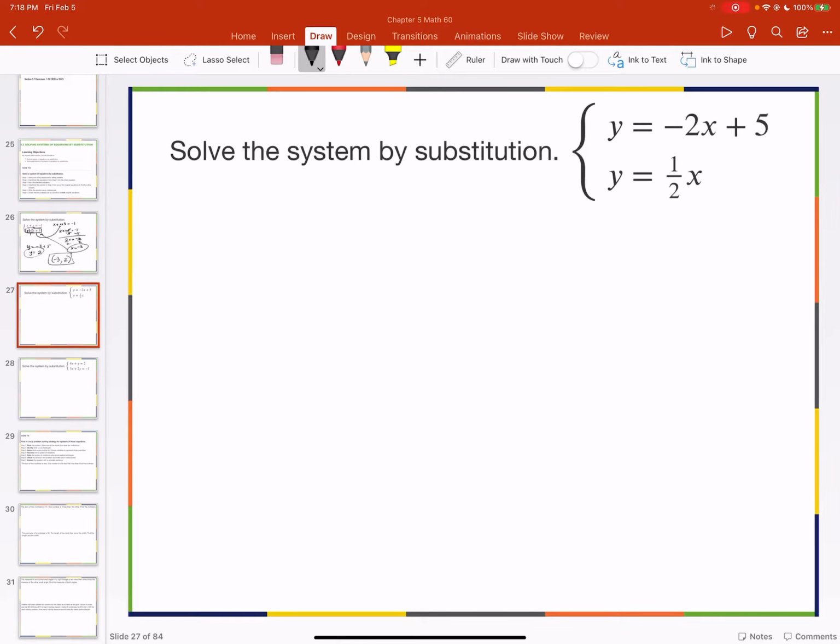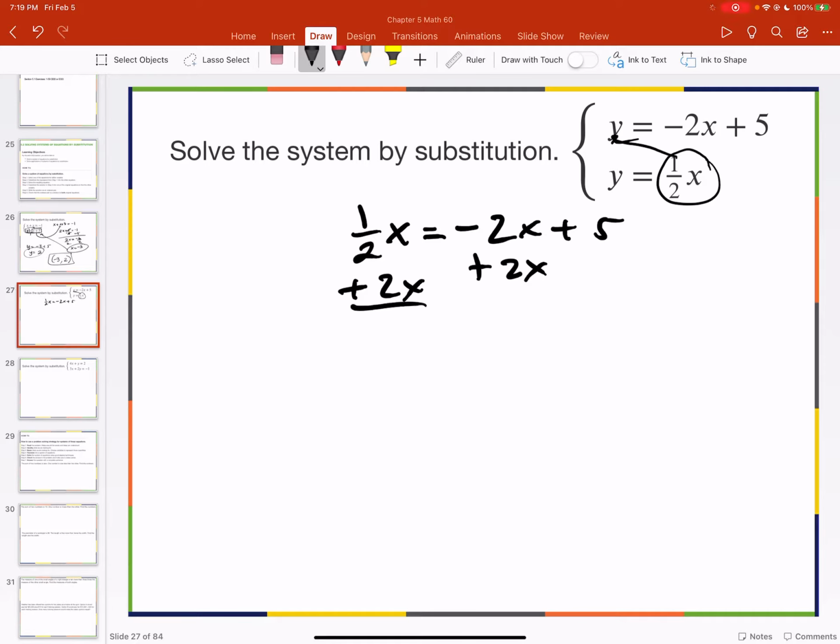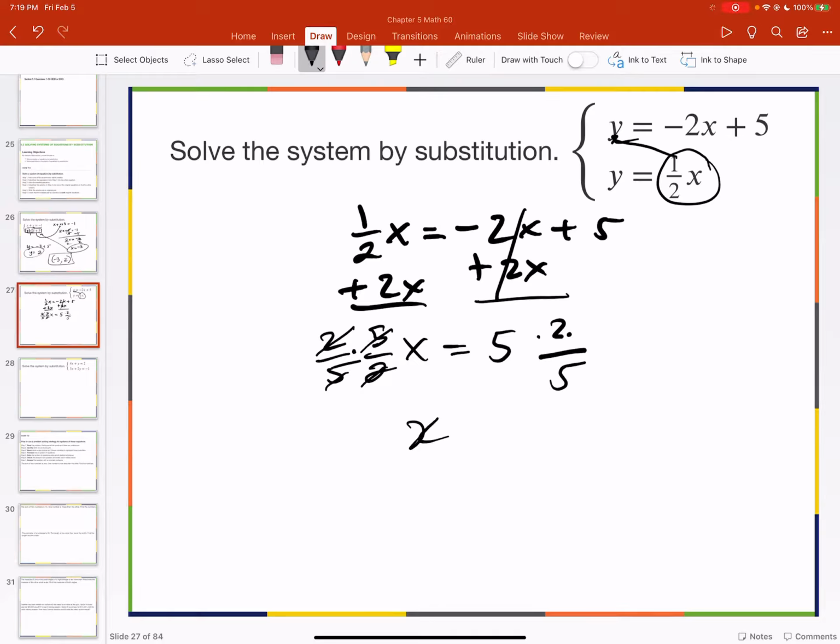Let's do another example. Here you have y is equal to -2x plus 5 and y is equal to 1/2 x. To substitute, you're plugging in either one for y, so you're setting the x parts equal to each other. So you get 1/2 x is equal to -2x plus 5. Then I'm going to add 2x to both sides, and you get 5/2 x is equal to 5. That cancels out and you get x is equal to 2.